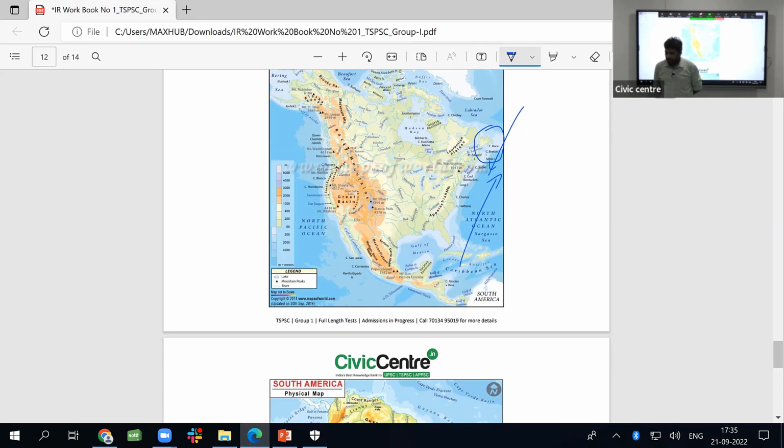What is the international latitude between Canada and USA? 49 degrees. Locate a mountain range, Rockies, which is spreading from north to south. Alaska Range. Can you locate Alaska Range?